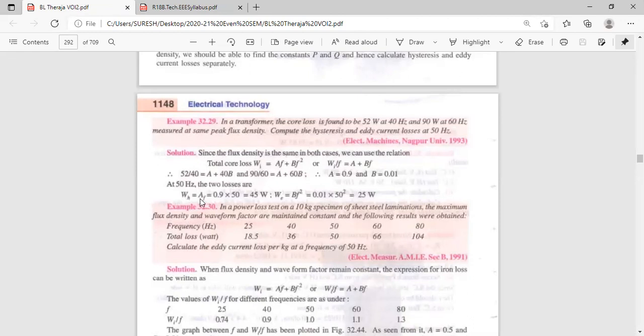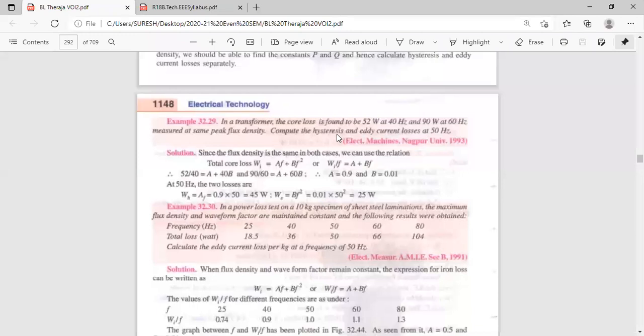See here, WH is equal to A multiplied by frequency. It is not a suffix, it is A into F. WE is B into F square. See on the screen, WH is equal to A into F. A is constant, F is the frequency. What is the frequency? 50 Hertz. Take frequency 50.